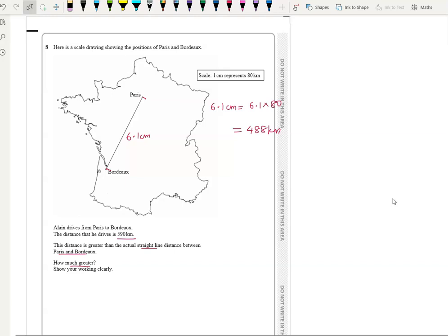Whereas the distance that he drives is 590. So the difference between the two is 590 minus 488. So a difference of 102 kilometers.